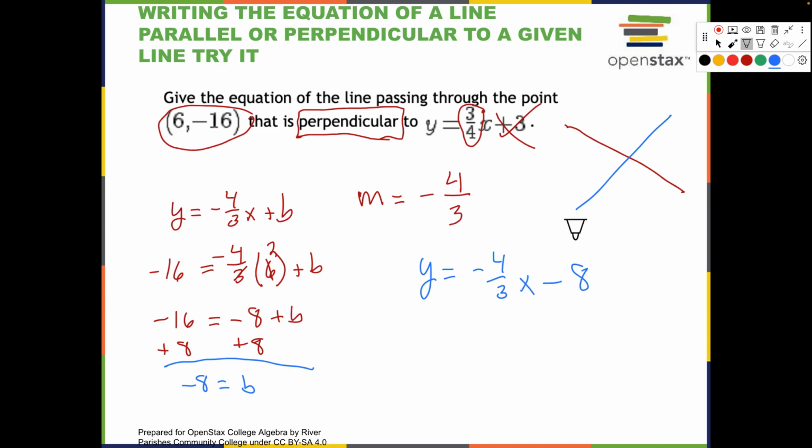And again, you'll practice this a few times. Just remember, with perpendicular, the opposite slope and the reciprocal slope. Opposite reciprocal. Parallel, they're exactly the same. And in both cases, you need that point that they give you, you plug that in.